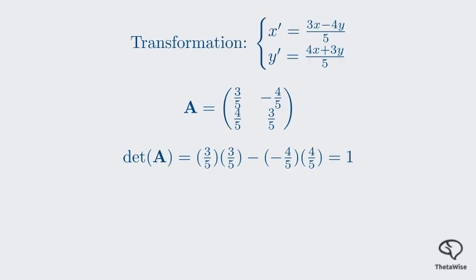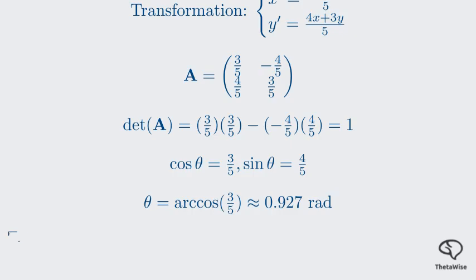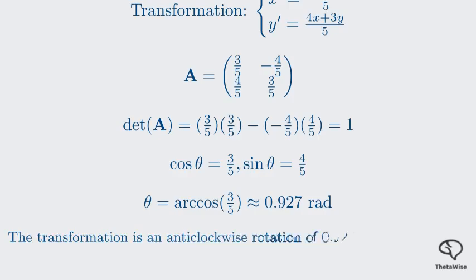To find the angle, we equate the matrix entries to the general rotation matrix formula. We see that cos theta is 3/5 and sin theta is 4/5. Since both values are positive, the angle theta must be in the first quadrant. To find the angle, we can use the arccos of 3/5, which gives an angle of approximately 0.927 radians. So, the transformation is an anti-clockwise rotation of 0.927 radians about the origin. We have now seen how to construct a rotation matrix and how to identify a transformation as a rotation.